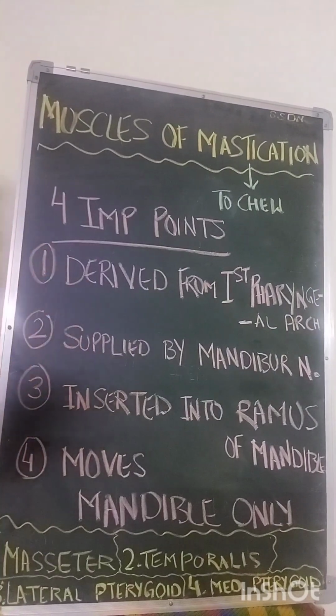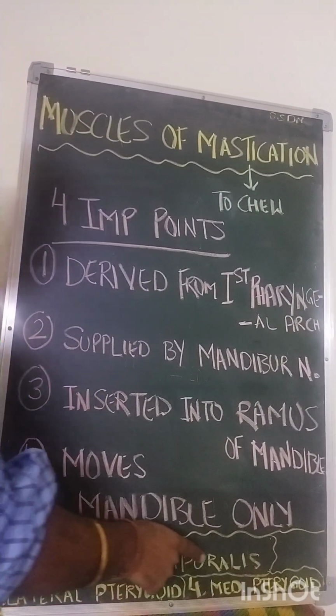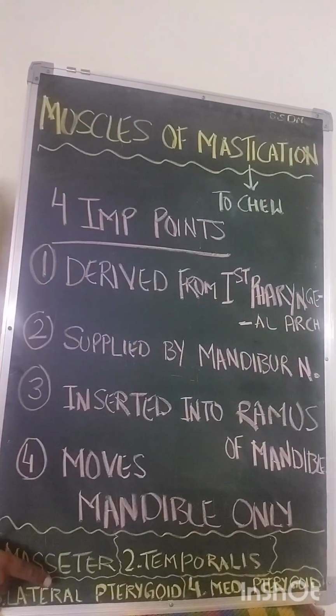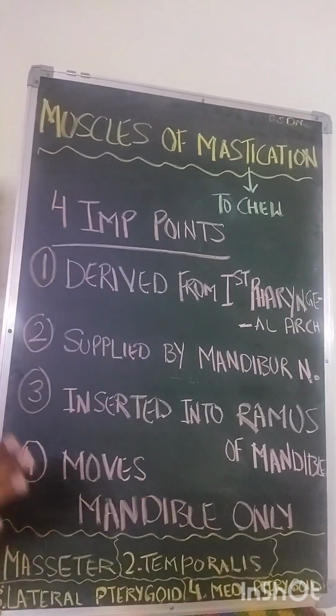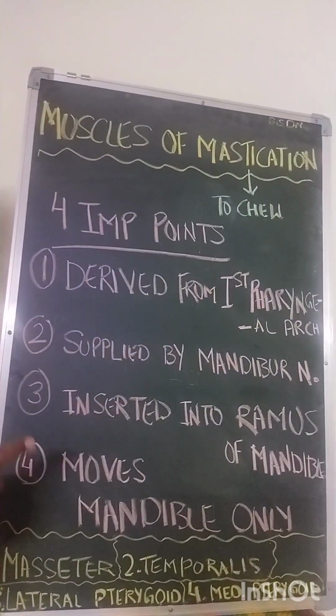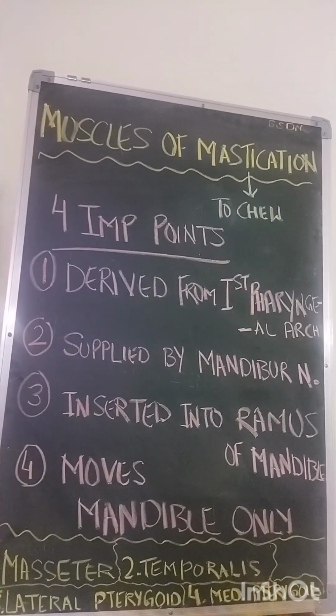We have four muscles of mastication. Number one is masseter muscle. Number two is temporalis muscle. Number three is lateral pterygoid. And number four is medial pterygoid.